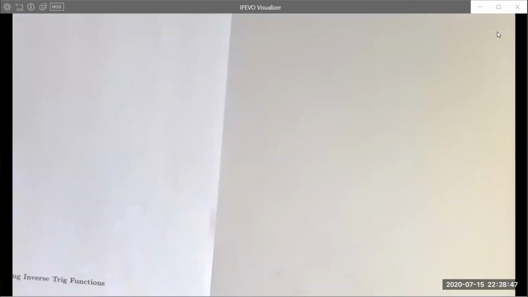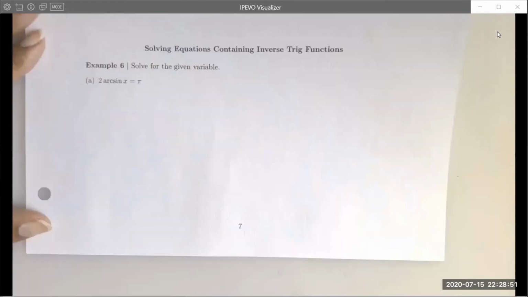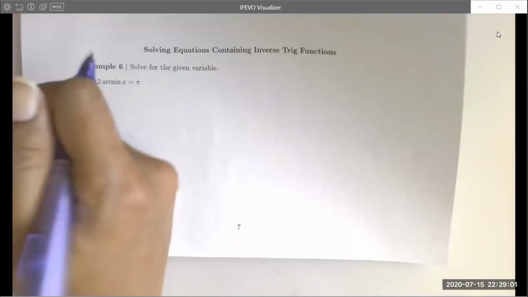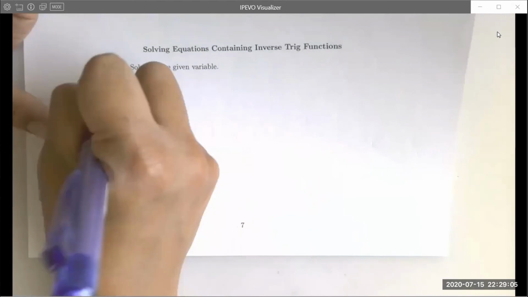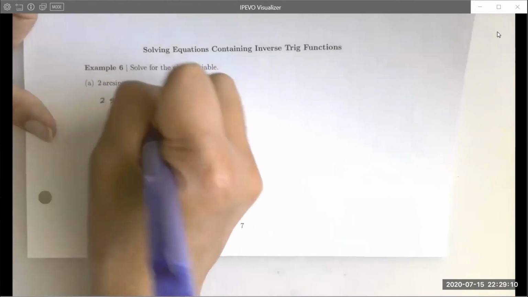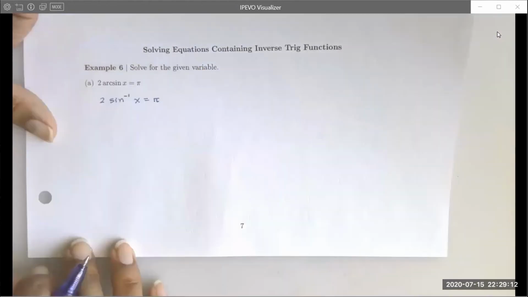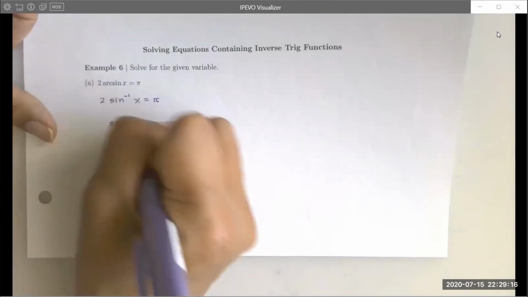So let's continue. We have only a few more examples. Example 6a is asking us to solve an equation that involves an inverse trig function. Just so that it looks a little more familiar, less intimidating, I'm going to write this as 2 times sine inverse of x is equal to pi. Divide both sides by 2 and we get sine inverse of x is equal to pi over 2.